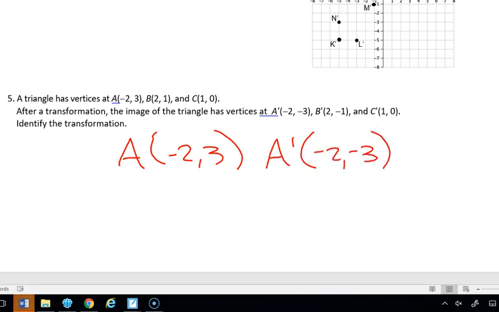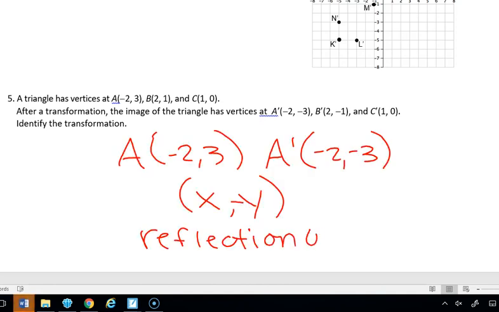So let's see if we can come up with a rule here. Well, I notice that the x doesn't change at all, but the y does change sign. So this is the rule, and we should all know that that rule means that this is a reflection over the x-axis. Remember, we reflect over the x-axis. We change the sign of the y.